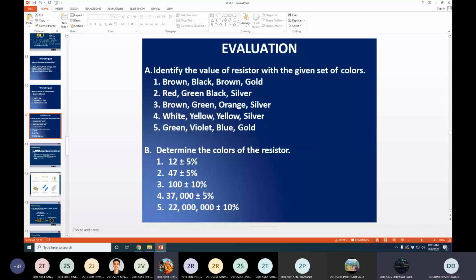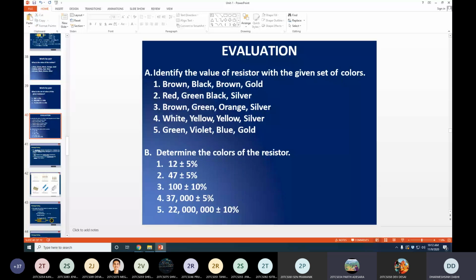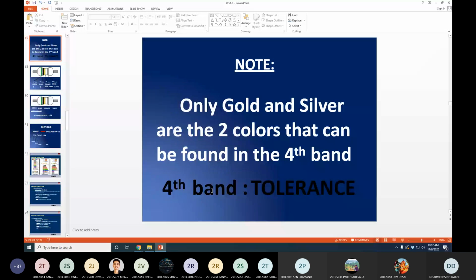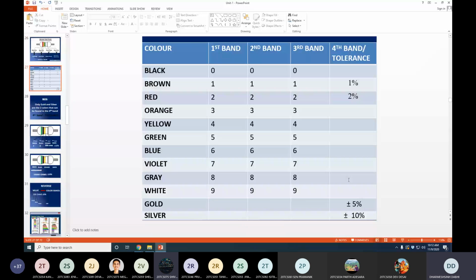Sir, it is given 5%, 10%. It is only gold and silver. If it is a 5-band resistor, then red also will be given. No. Whatever the number of bands, 4-band or 5-band, the tolerance remains the same for gold and silver. It will not change. Here in the table, I have written it for a 4-band resistance, but you get the same value of tolerance if it is a 5-band resistance.